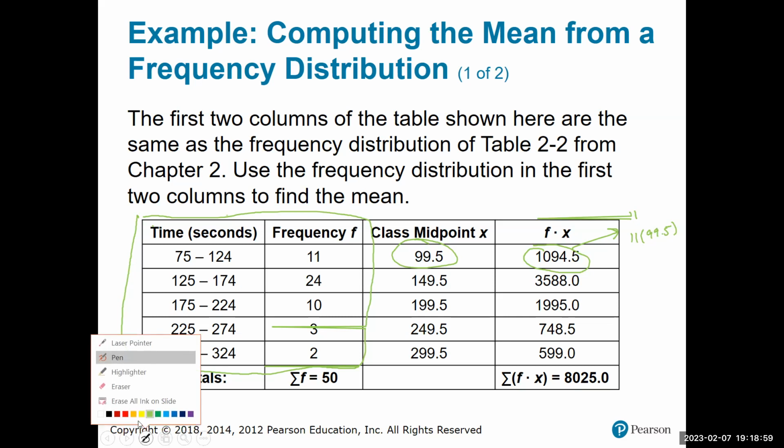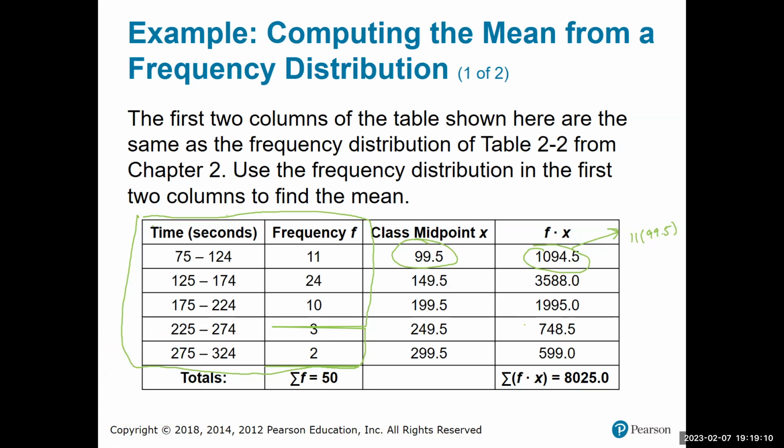And so that's F times X for the first class, and you're going to keep doing that for each class, so you're going to end up with 5 of these values. This one here, for instance, is F times X, the frequency, which is 3, times the midpoint, 249.5. If you put that into your calculator, you should get 748.5. So you're going to do that 5 times, once for each class.